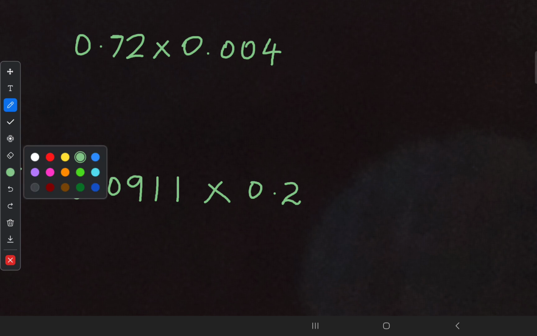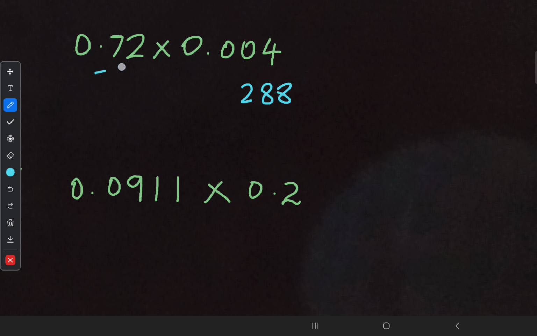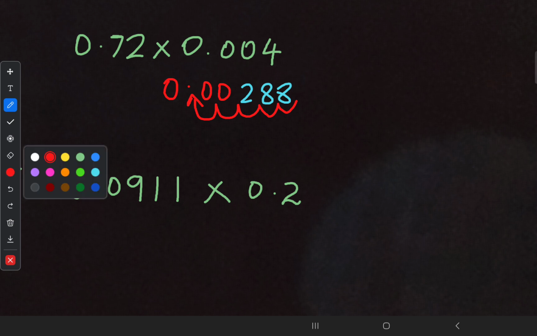Okay, for here 72 times 4. That is 288. But in here you can see 2 digits after the decimal point. Here there are 3 digits. So totally 5 digits. We have to place our decimal accordingly. 1, 2, 3, 4, 5. So here your decimal should be here. In these blanks we have to fill up using zeros. 0.00288 should be your answer.